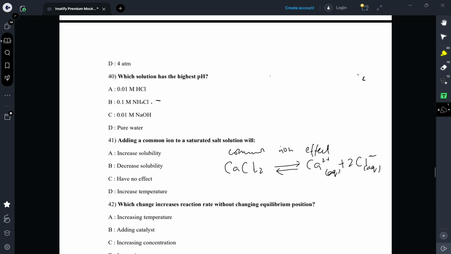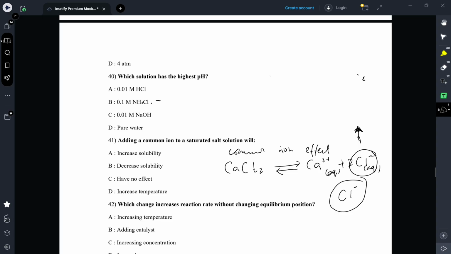So if we add a common ion, we can either add Ca2 plus or Cl minus chloride ion. If we add chloride ion, the concentration of this will increase. Now, Le Chatelier's principle says that in a reversible reaction, whatever you do, the reaction will do the opposite of what you do.